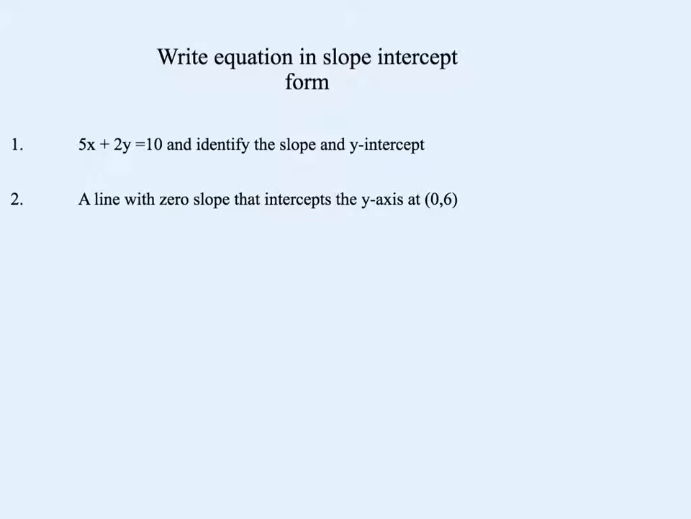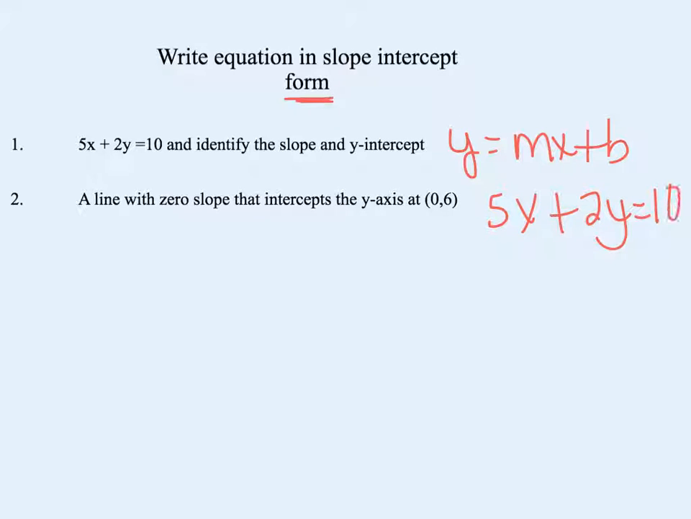All right, this is another set of directions. It says write the equation in slope-intercept form. So is it in slope-intercept form now? No, because slope-intercept form is y equals mx plus b. So what we need to do is get y by itself, and we're going to take the problem 5x plus 2y equals 10. In order to get y by itself, we're going to subtract 5x from each side.